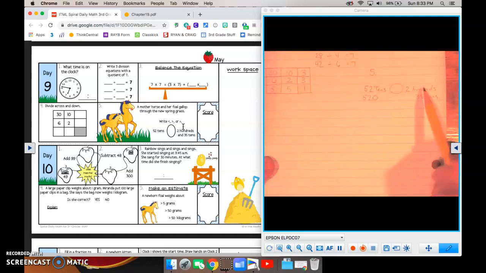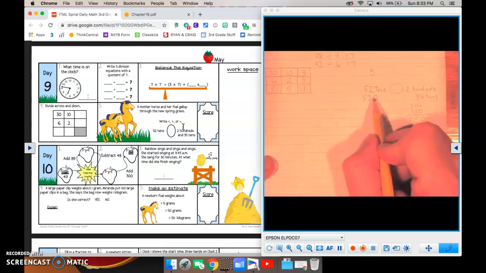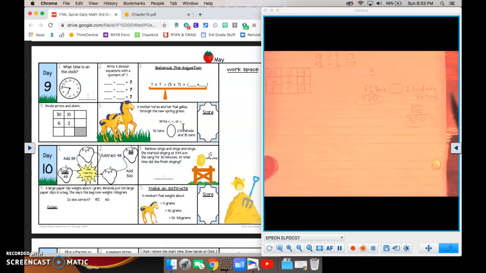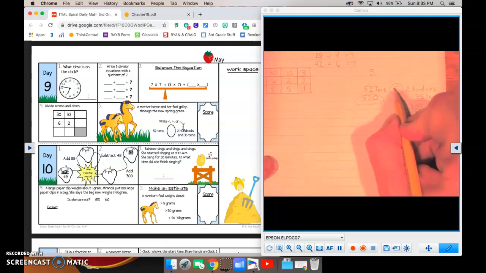Now on this side, it says 2 hundreds and 35 tens. Well, 35 tens is going to be similar to 52 tens in the fact that it's 35 tens, and we can't forget the 0 there. We're going to add those two together. Oh, this is so close. So it's 520 on this side, 550 on that side, so 52 tens is a little less than 235 tens.